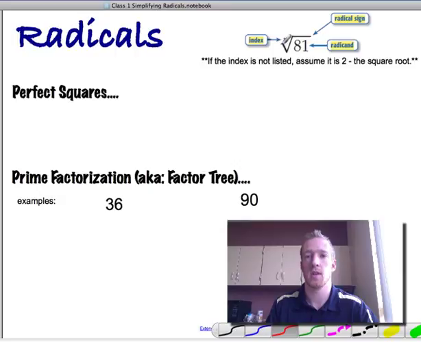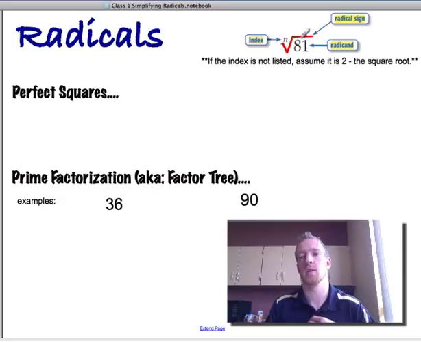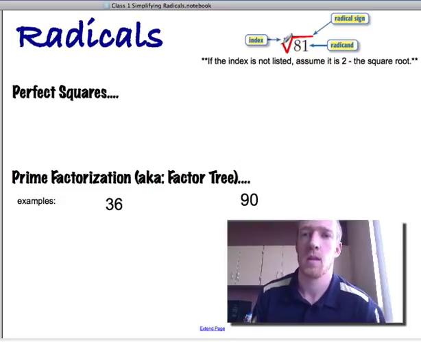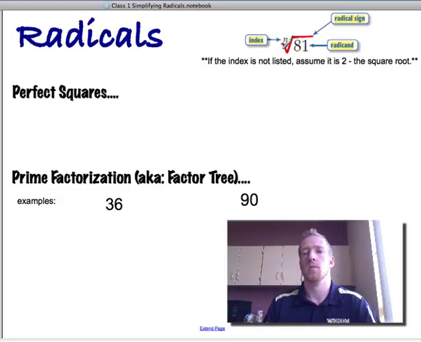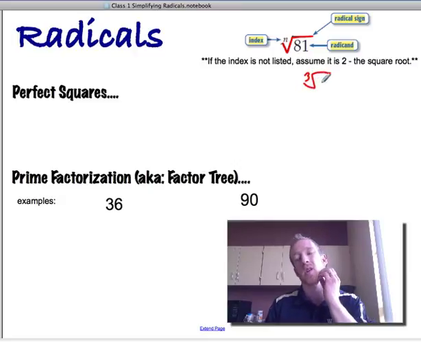So a radical is anything that has one of these. Okay, this is the radical sign. The radicand is the thing underneath, and the index tells us what root we're taking. So if it's a square root, we're looking for what number times itself twice gives us 81. If it were a third root of something, we would be looking for what times itself 3 times would give us the radicand.